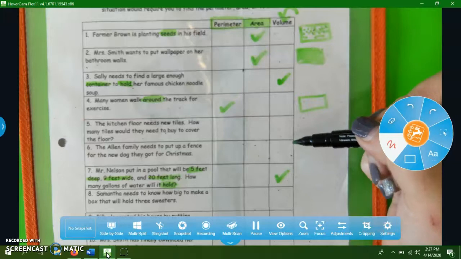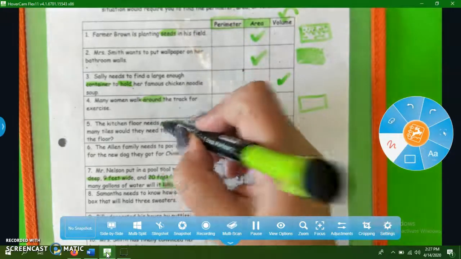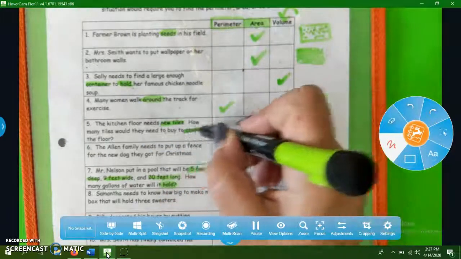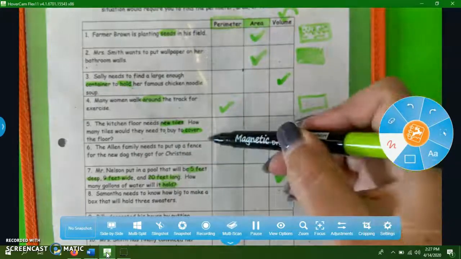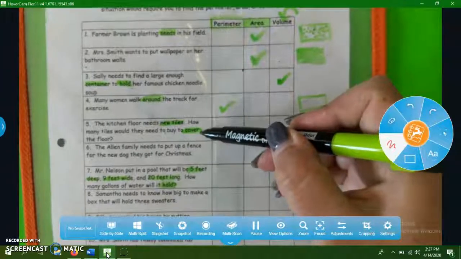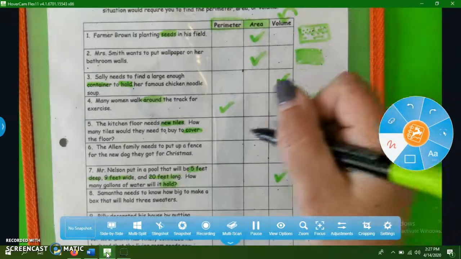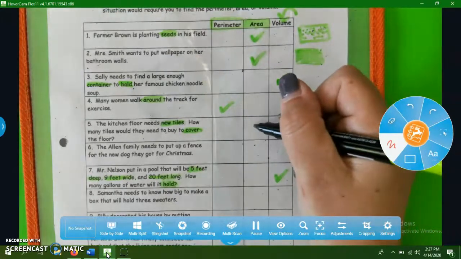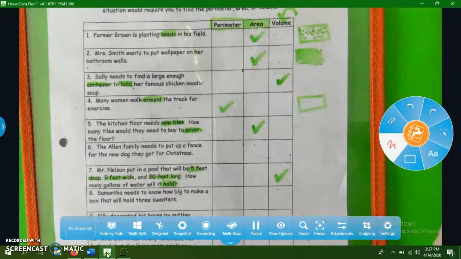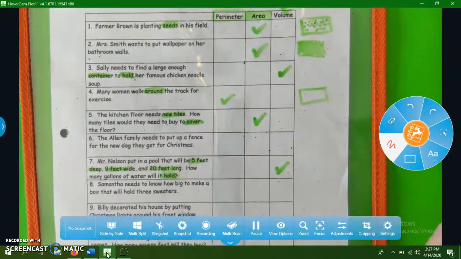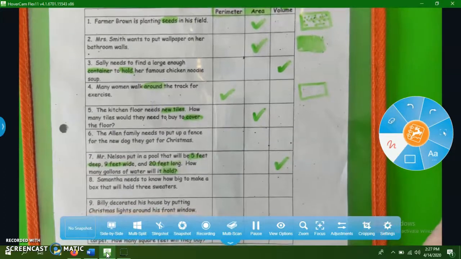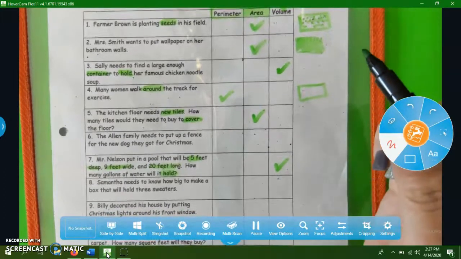Now we skip down to number 5. The kitchen floor needs new tiles. How many tiles would they need to buy to cover the floor? This one was a very good giveaway word here. They're actually covering the floor, the whole floor. And so that would be, what do you think? Area, yeah.